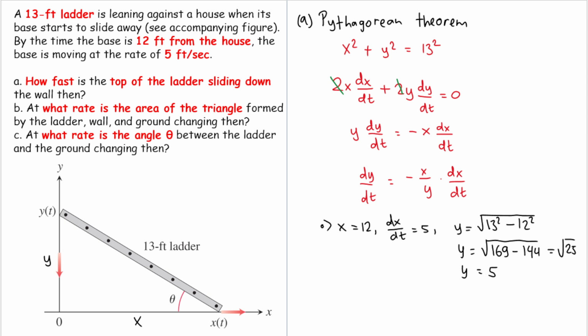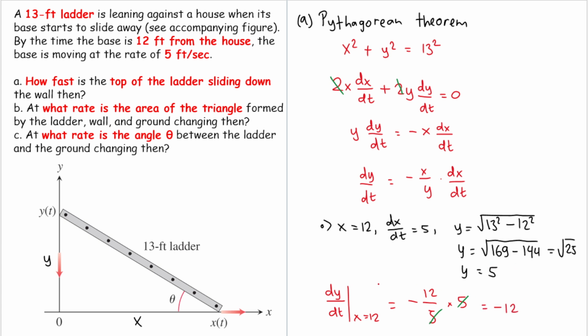And then we can plug in the values here. So we need to find dy/dt when x is equal to 12. Okay, so we plug in the value of x. So we will have minus 12 divided by y, but y is 5. And then we know that dx/dt is 5. So the 5 and 5 will cancel. So we will have minus 12.